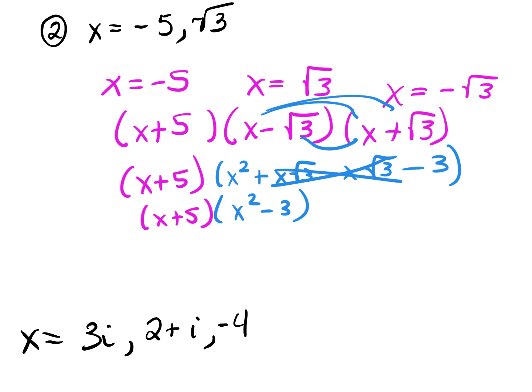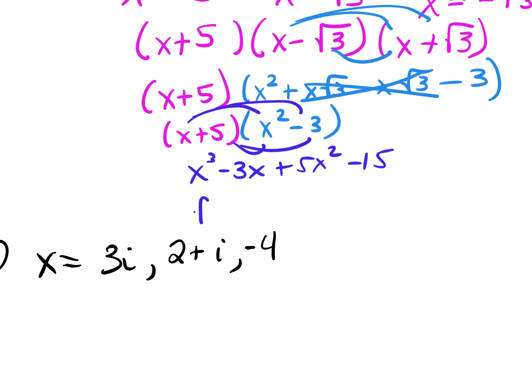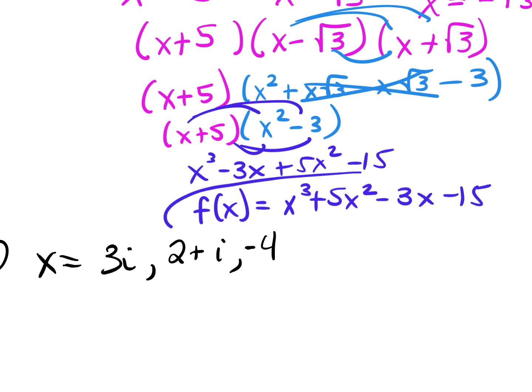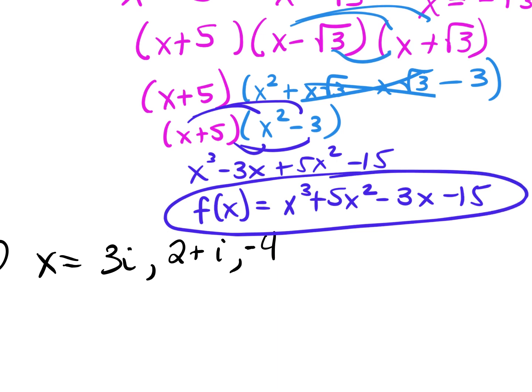And then to write your final polynomial, you're going to just FOIL that together. So x times x squared is x cubed. X times negative 3 is minus 3x. 5 and x squared is plus 5x squared. And 5 and negative 3 is minus 15. So in order to get full credit, to write your answer correctly, you need to have f of x, g of x, h of x, however you want to, and then write everything in standard form. So x cubed plus 5x squared minus 3x minus 15. Does that make sense?